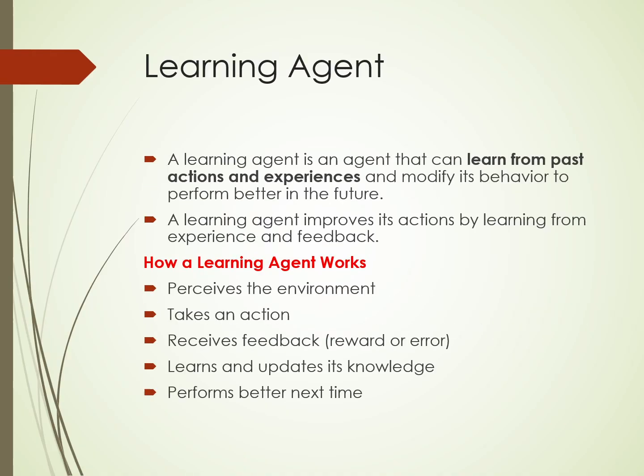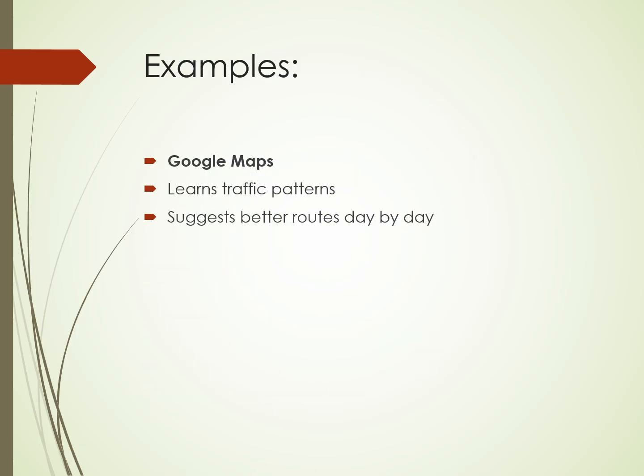Next one is the learning agent. A learning agent is an agent that can learn from past actions and experience and modify its behavior to perform better in the future. A learning agent improves its actions by learning from experience and feedback. So this type of agent maintains past histories, which is very good in real-time use. How does a learning agent work? It perceives the environment, takes an action, receives feedback, learns and updates its knowledge, and performs better the next time. The best example is Google Maps, which learns traffic patterns and suggests better routes day by day.